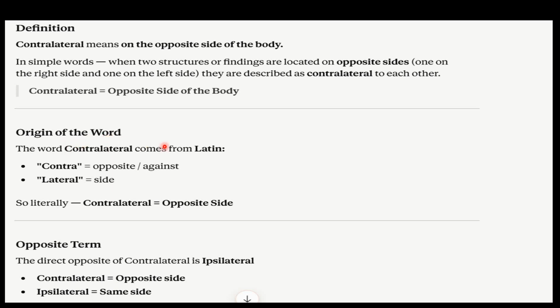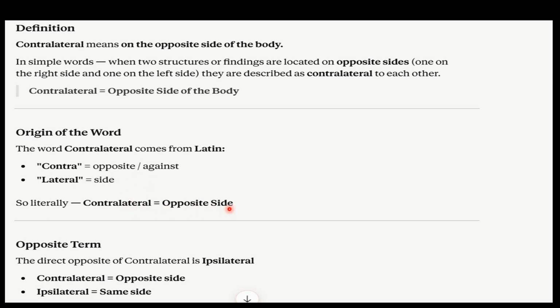Now, if we talk about the origin of this word, it is a compound of mainly two words, and it comes from Latin. The first word, contra, means opposite and against. Okay, and lateral means side. So when we talk about the opposite side, it's contralateral. So literally contralateral means opposite side, because the Latin word contra means opposite, and the Latin word lateral means side.